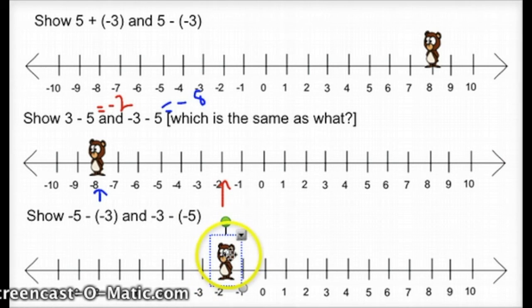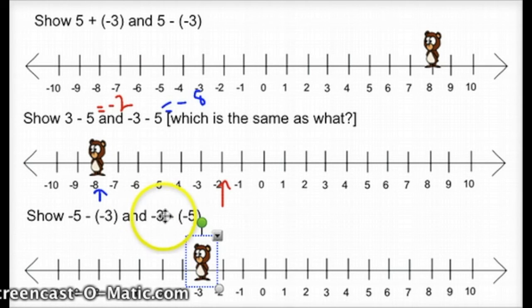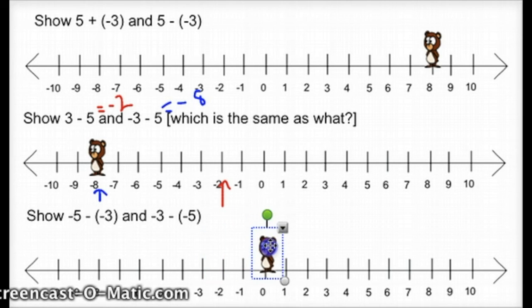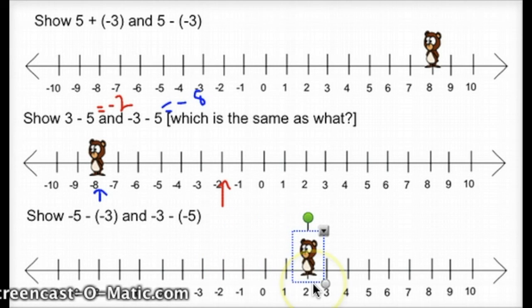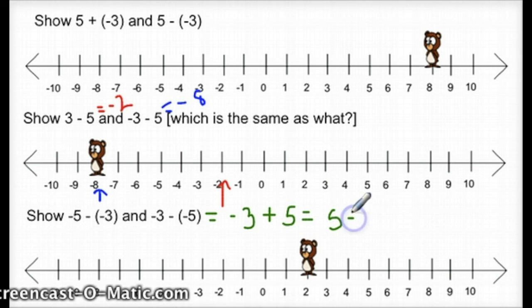And same thing, if we start at negative 3, and now we want to subtract, so again, we're facing to the left, or towards the negatives, and now we're going to walk backwards 5, negative 5. 1, 2, 3, 4, 5, we end up at positive 2. This is why negative 3 minus a negative 5 is the same thing as negative 3 plus 5, which is the same thing as 5 minus 3, all equal to 2.